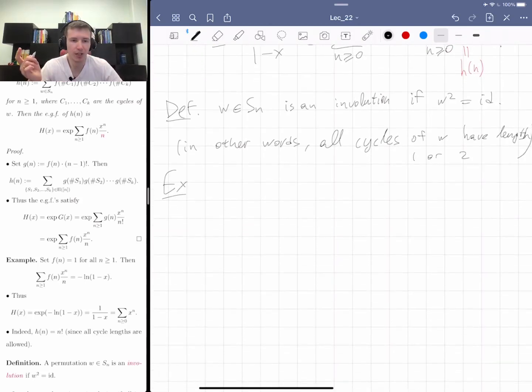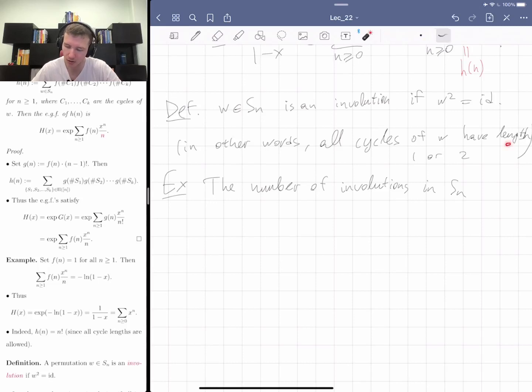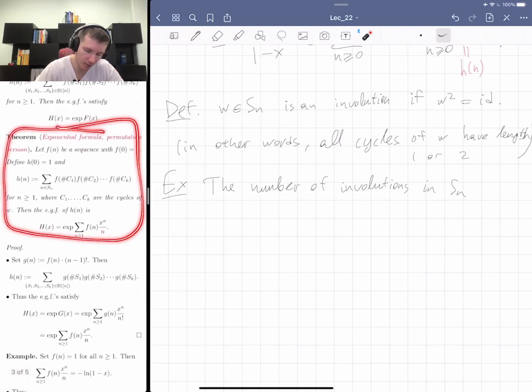So the question is how many involutions are there? The number of involutions in S_n, and it's very much not clear how to count these, because the cycles could be of length 1 and 2. You would want to count maybe set partitions of size 1 and 2, but it's not exactly clear how to do this. So I'm going to try to do this using this exponential formula permutation version.